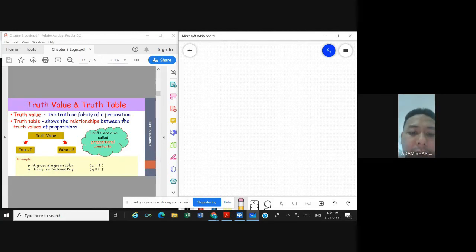Sir, the not symbol is no. Okay, Farhan asks what the not symbol is. Maybe I don't write it clearly. This is the not symbol. Or you can use this. You can use either one. Okay, clear, Farhan? Proceed with truth table.